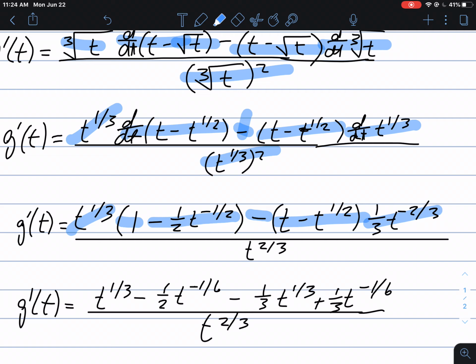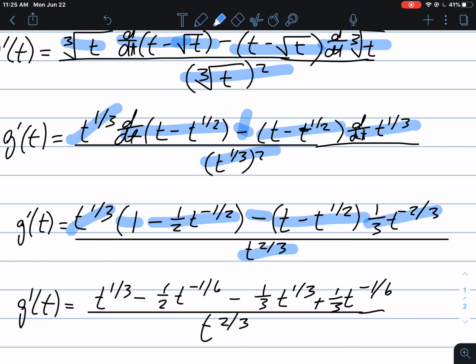And the denominator, notice all I did was just rule of exponents. There's no derivative down there. You only do a derivative where you have the derivative written. So that's t to the 1/3 squared. Remember, power to a power, we multiply. And so 1/3 times 2 gives me 2/3.